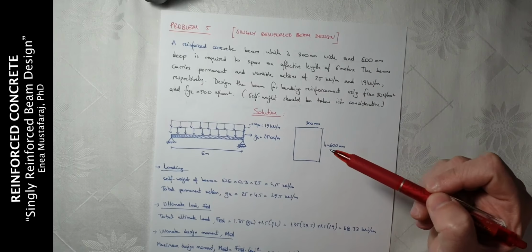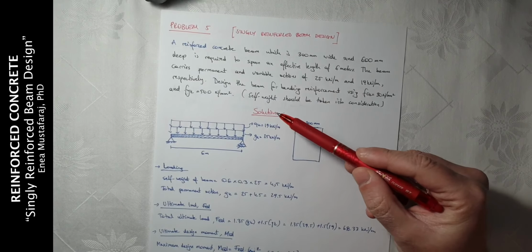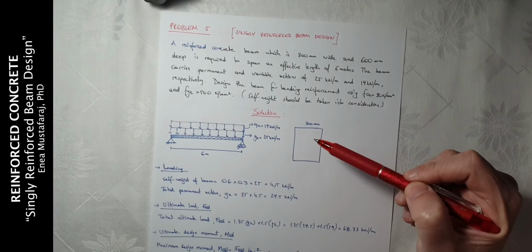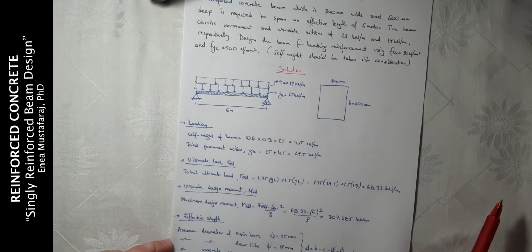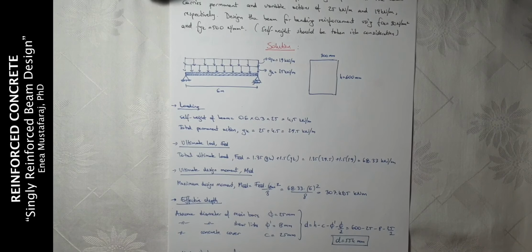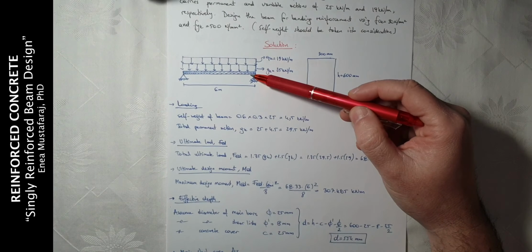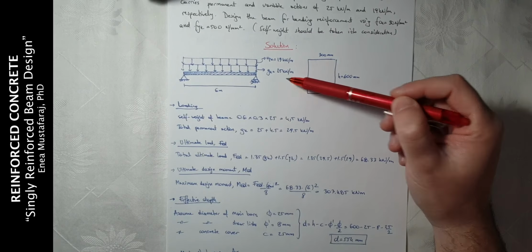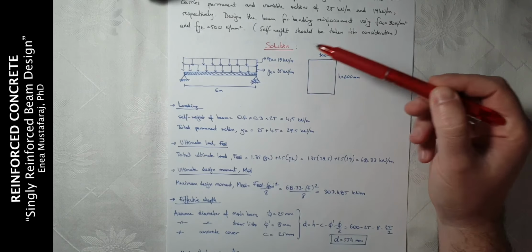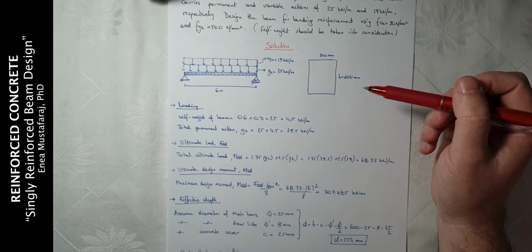In this question, we are also asked to take into account the self-weight of the section. So in the figure, it is like this. We have the beam, which is 6 meters, and the loads acting on the beam, GK, which is 25 kilonewton per meter, and QK, which is 19 kilonewton per meter.